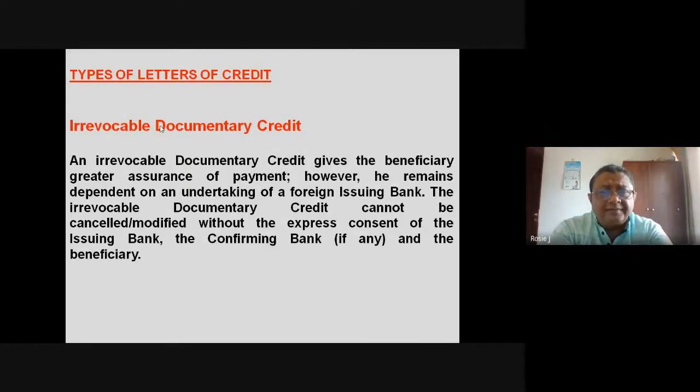So because of that, it is very important that when an LC is issued by a bank to the beneficiary, the exporter, the terms and conditions of that LC that was originally issued cannot be changed. Whatever conditions you put in the original LC and send it to the exporter is irrevocable.